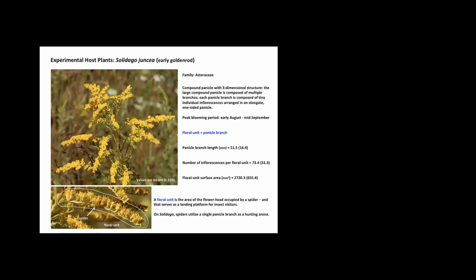Now, having a look at the host plants involved here, Solidago juncea, otherwise known as early goldenrod, has a flower head that is described as a compound panicle.